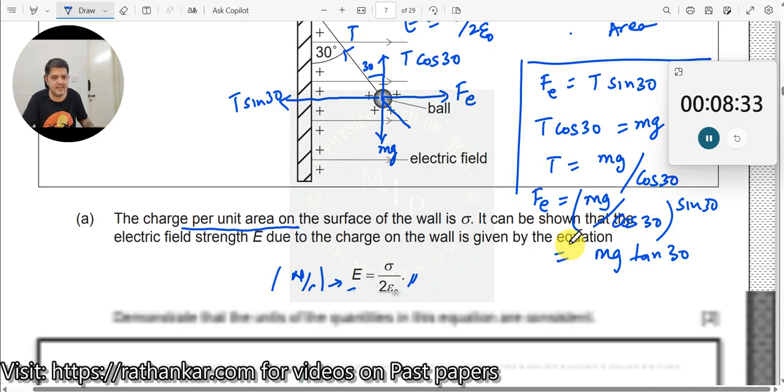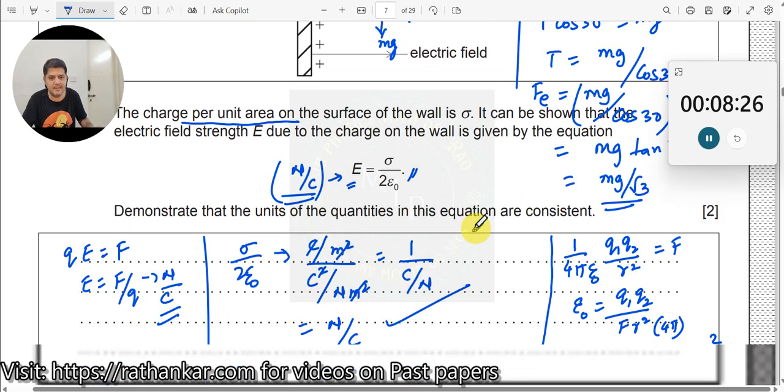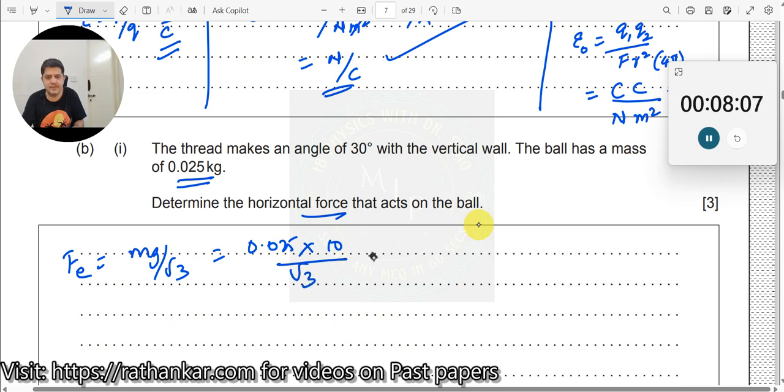Now what's the value of tan 30? Tan 30 is 1 by root 3. So this will become mg divided by root 3. Now let me take this value and put it over here, mg divided by root 3. But he has asked you to get the value over here. What is the value of m? It's already given here, 0.025. So therefore Fe is equal to 0.025 multiplied by g value of 10 divided by root 3.